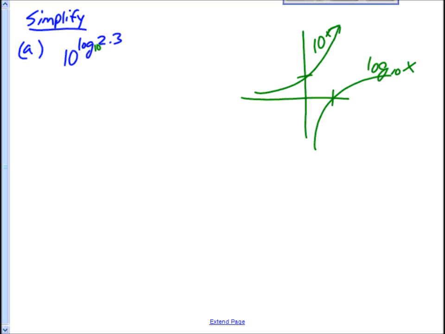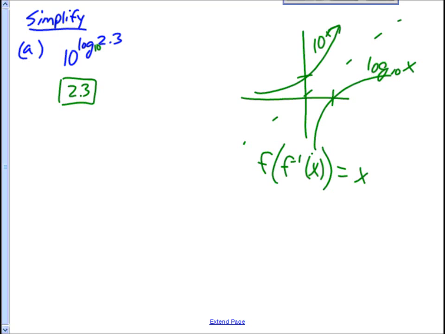these are inverses, so they undo each other, okay? Remember, if you have inverses, they will undo each other, okay? They'll spit out x. They're reflections about the line y equals x. Okay, so if you have 10 to the log base 10 of 2.3, guess what you have? 2.3 is your answer. Okay, it also goes the other way. If you have, we'll do it this way, log base 10 of 10 to the 2.3. Guess what that is? 2.3.